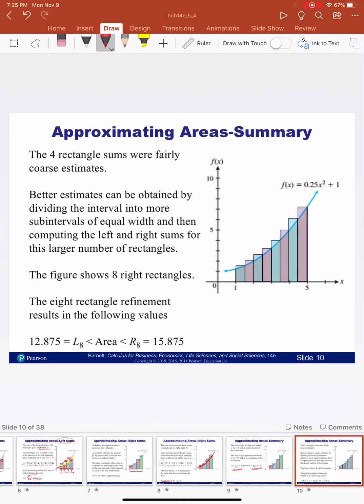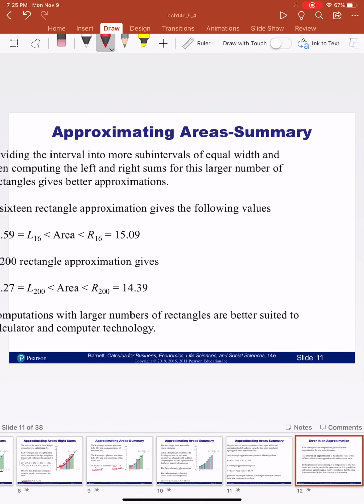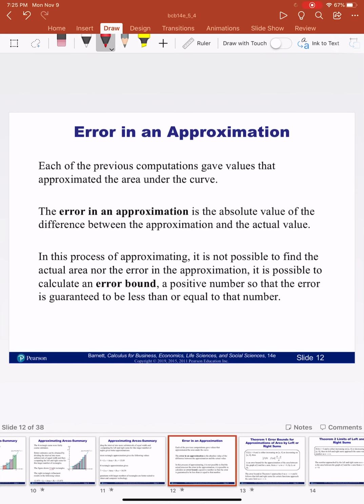Now, if you divide into more rectangles, you're going to get more accuracy, right? Take a look at the next slide. Instead of 4, I'm dividing into 8. Then you're going to have smaller pieces, add them up, and you're going to get a better approximation. So that's the concept, and this process is called a Riemann sum.